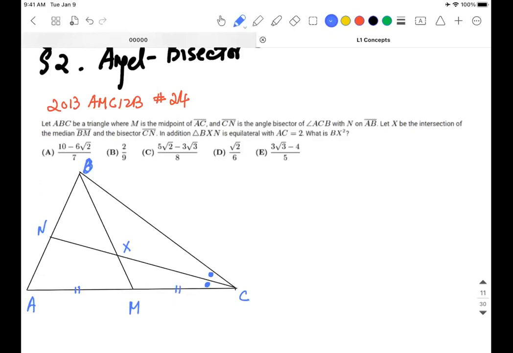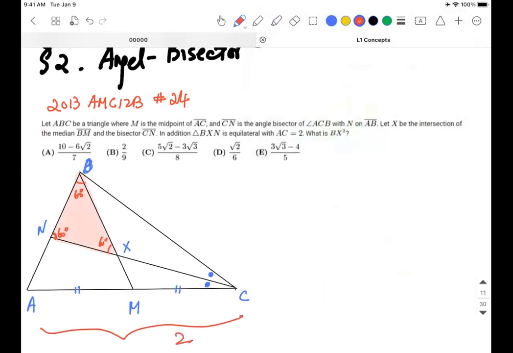And let X be the intersection between the median BM and the bisector CN. And additionally, triangle BXN is an equilateral triangle. Sorry about my writing, my graph is horrible, but you can do some imagination. This is actually an equilateral triangle. Okay, equilateral means what? They're all 60 degrees, right? 60, 60, 60. Okay, and with AC equal to 2.